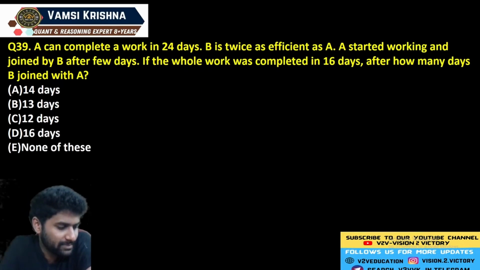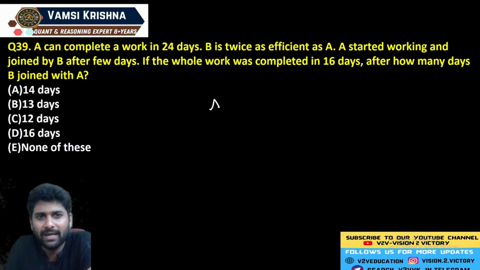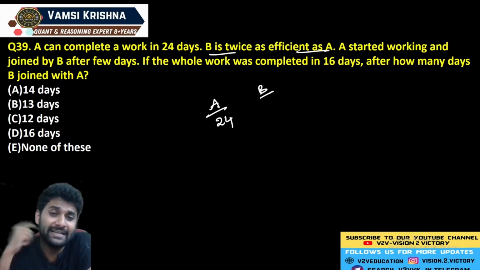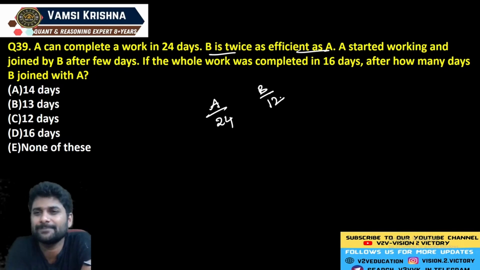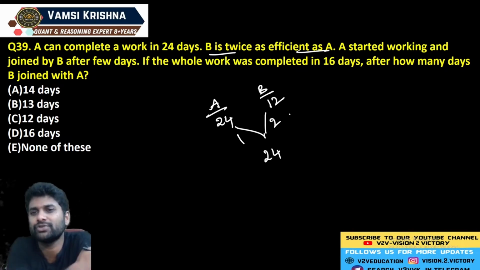See the question from time and work. A can complete the work in 24 days. And B is twice as efficient. Guys, B is twice as efficient means B takes less time when compared to A. Means B can complete the work in 12 days. See here, first of all, total work is 24 units. A efficiency 1 unit, B efficiency 2 units.